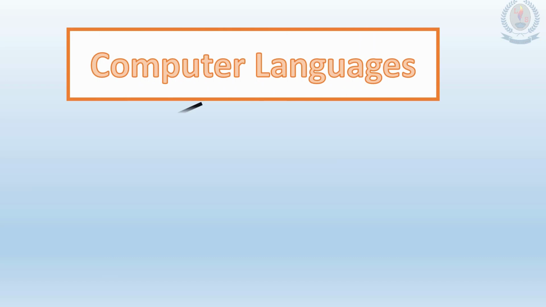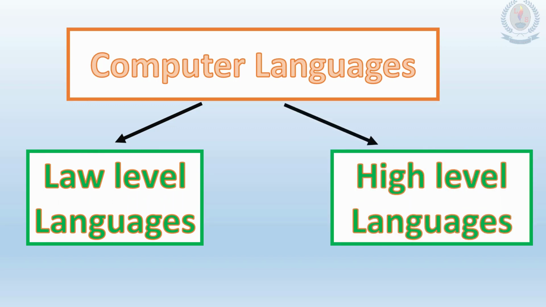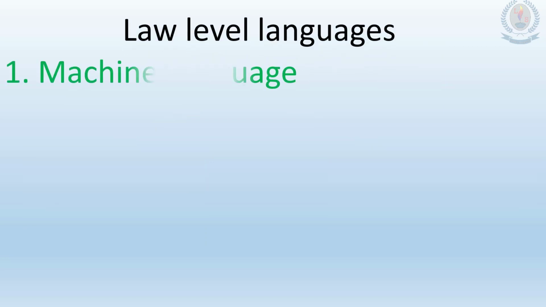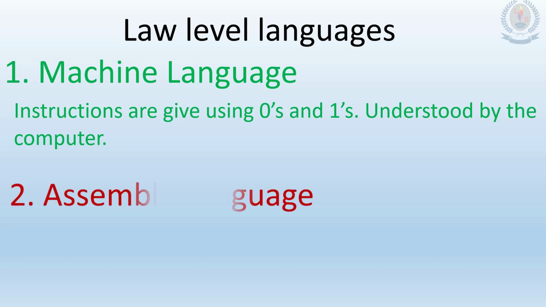If we take computer languages, there are also two parts. First one is low level languages and the second one is high level languages. If we take low level languages, that is machine dependent, and that is the language the machine can understand. Instructions are given using zeros and ones, because the machine will understand only two states, zeros or ones.